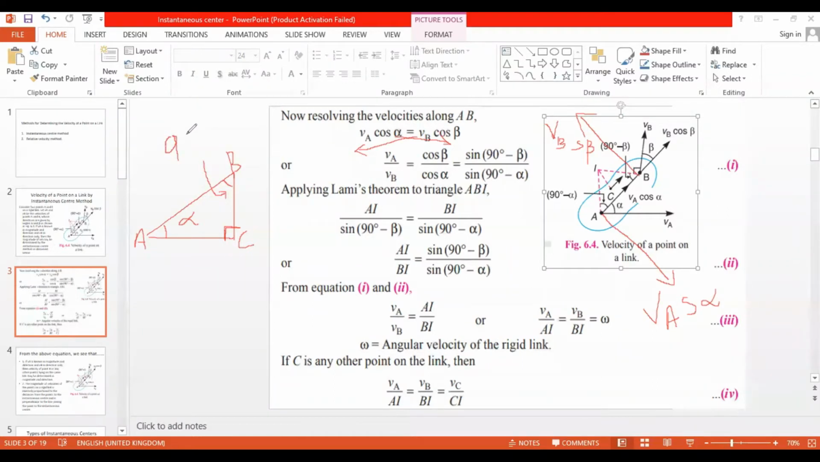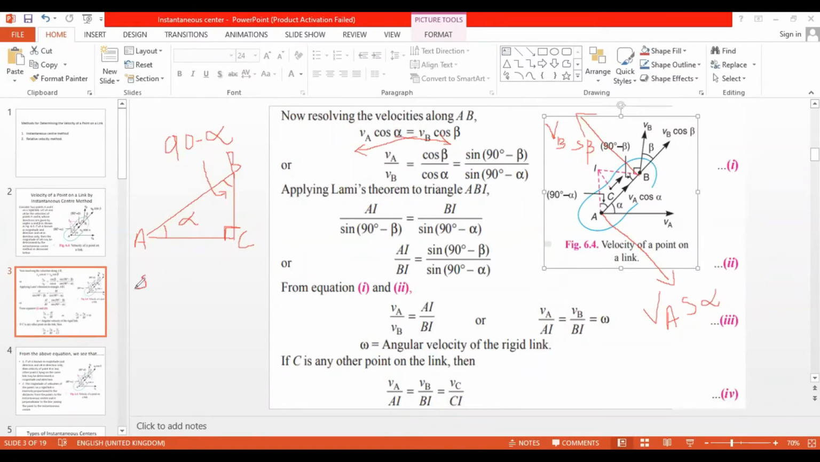Why? You know, in a triangle, the total of internal angles is 180, right? So if you add this and this, that will give you 180. How? This is 90 minus alpha plus this is alpha. So this minus alpha and this plus alpha will be gone. So 90 plus this angle, that is another 90. So 90 plus 90, 180, right? So based on this, I can write this angle as 90 minus alpha.